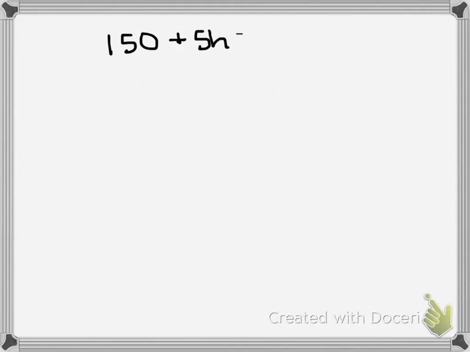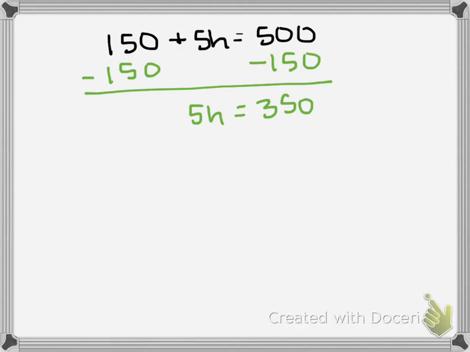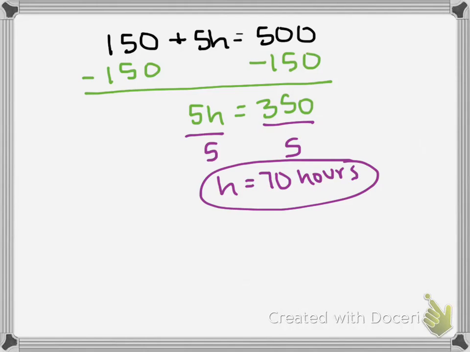So we have 150 plus 5H equals 500. I subtracted first, got 5H equals 350. Then I divided, and I got H equals 70 hours.